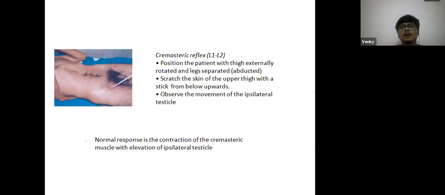So what you have to observe is the ipsilateral testicle movement. The normal response is contraction of the cremasteric muscle with elevation of the ipsilateral testicle. Okay, this is the normal cremasteric reflex.